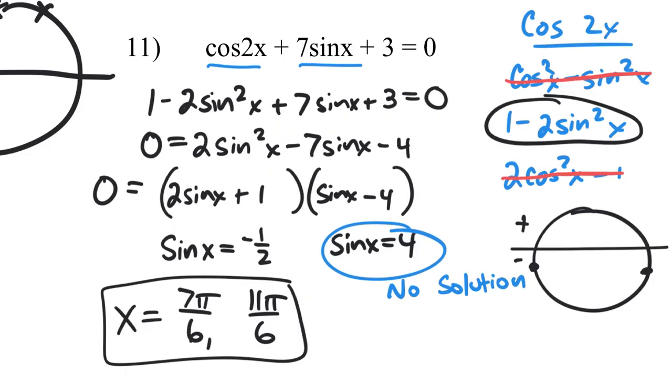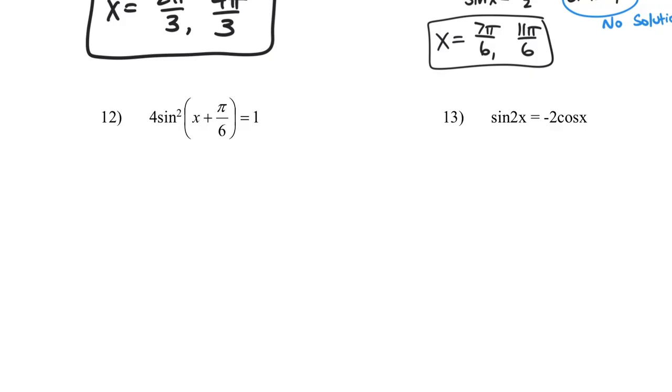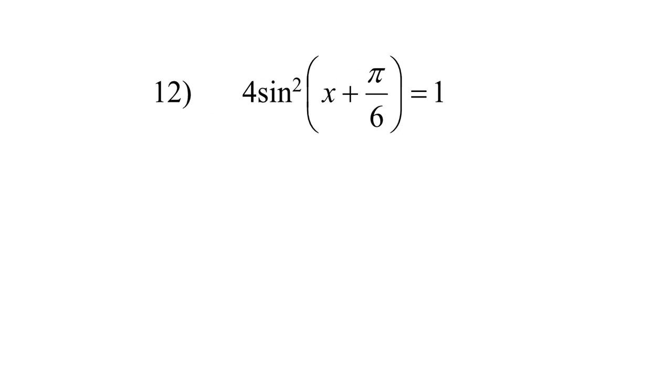All right, we got a couple more here. We've got 12 and 13 to finish up. So here, I want to think about what makes this problem a challenge right now. And what I see is that 4 in front and the sine squared. I don't really like the 4 or the sine squared, so I need to find a way to resolve that.